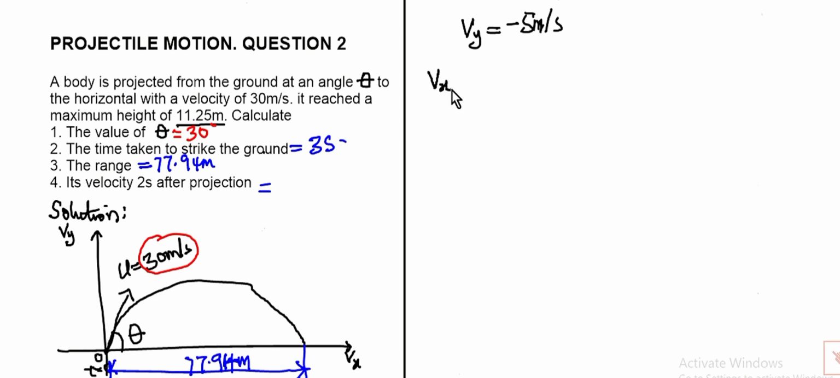The horizontal component is a constant value throughout. It is given as u cos theta. So this is Vx, which is going to be equal to 30 cos 30, and that is going to be 25.98 meters per second.